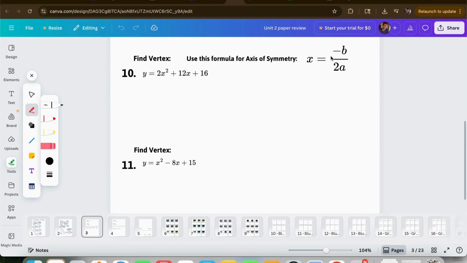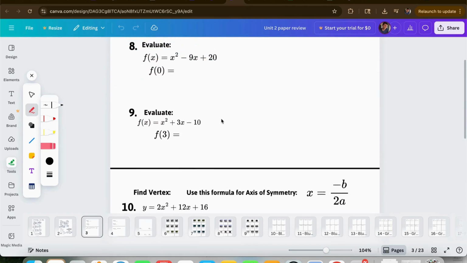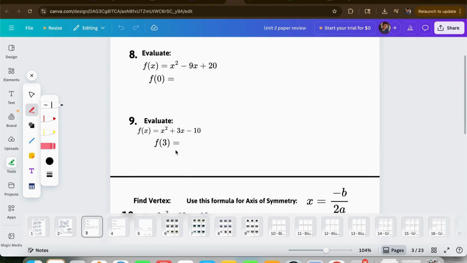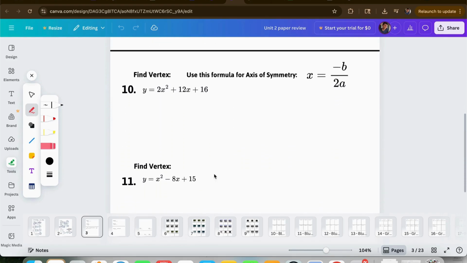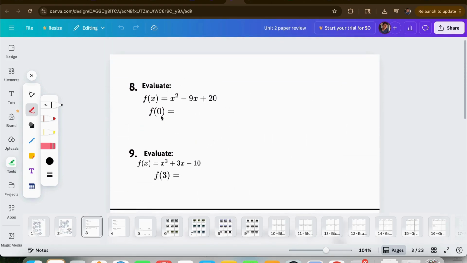That will get you a number, an x value, which you'll then need to just plug in for these x values. And that gets you the y coordinate of the vertex. The vertex is an xy point. So I'm going to show you how to do these. They're simple enough, but just bear in mind, this skill ties directly into these. Okay, so what do you do for this?